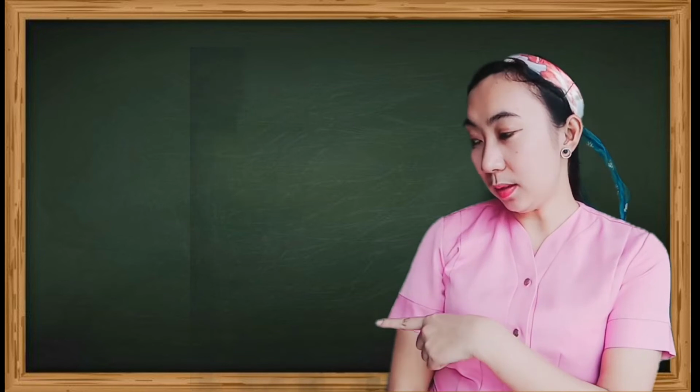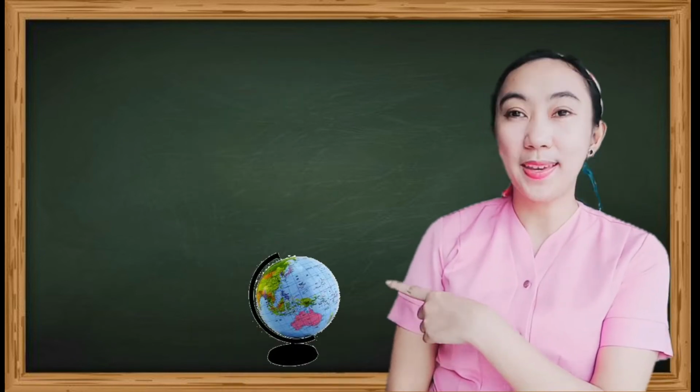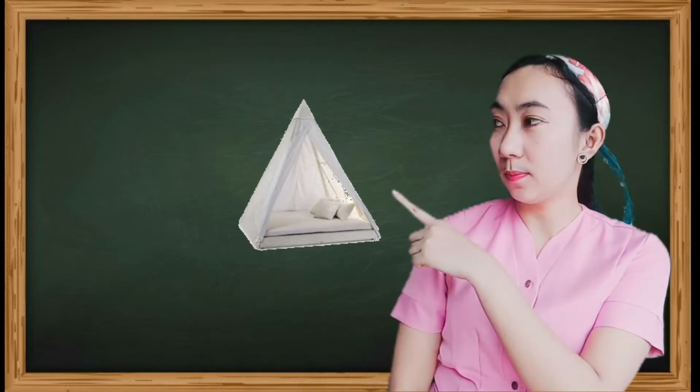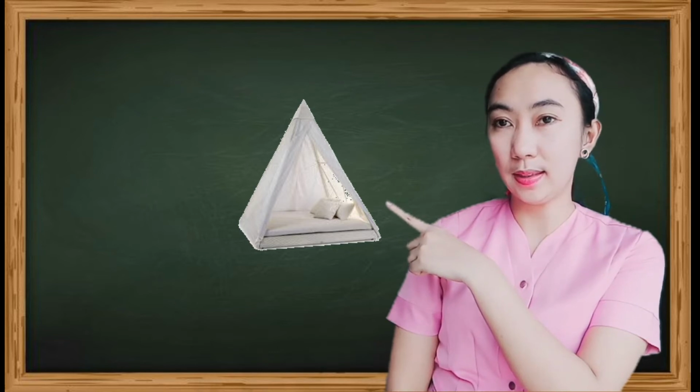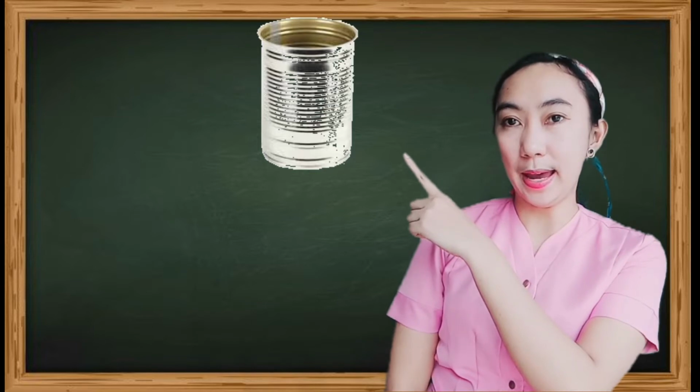Now let's have this object. What do we call this object? Yes, this is a globe. How about this one? This is a tent. And the last one, we call this a tin can.